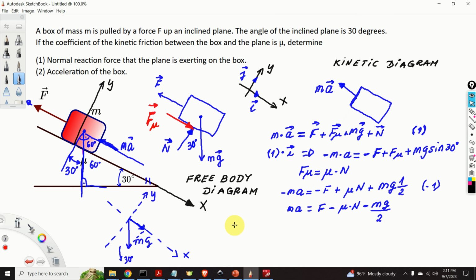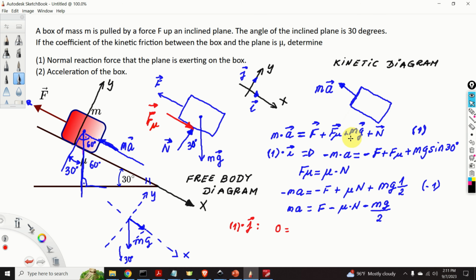The second equation of motion is obtained by scalarly multiplying the equation 1 by the unit vector j of the axis y, and as the result we obtain the following. What is the component of ma on the y-axis? Obviously, ma doesn't have projection on the y-axis, and consequently we have 0 from this equation. How about the F? F doesn't have the projection on the y-axis, so it's 0. How about the force F mu? F mu doesn't have the projection on the y-axis, and this part is 0.